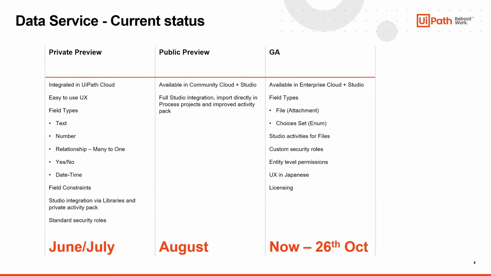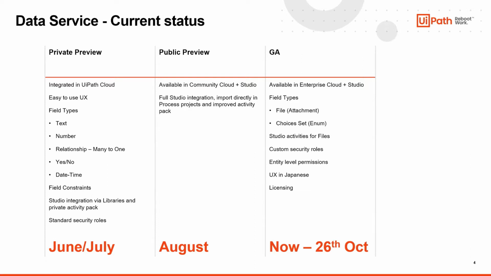So where is data service right now? We have talked before about data service. We were in private preview in June, July, where we introduced a bunch of features in the UX. And then we went with public preview in August when we introduced the capability to import it in a first-class manner in UiPath Studio, and it was fully integrated in UiPath Studio. Now we are closer to GA, GA is essentially next Monday, the upcoming Monday.